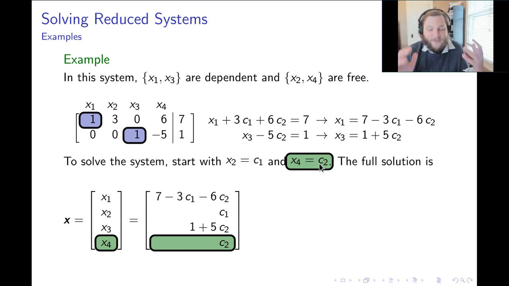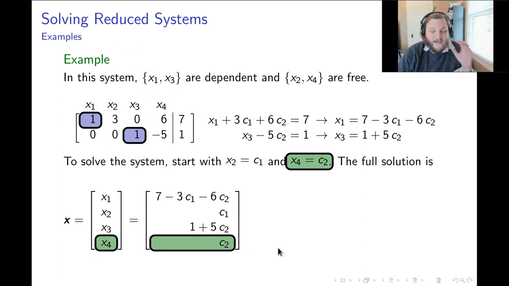So now, here's the beauty of the process. The idea is that we can choose any numbers we want for the free variables, c1 and c2, but once those choices are made, in order to solve the system, our equations for x1 and x3 force the result to be a solution to the system.